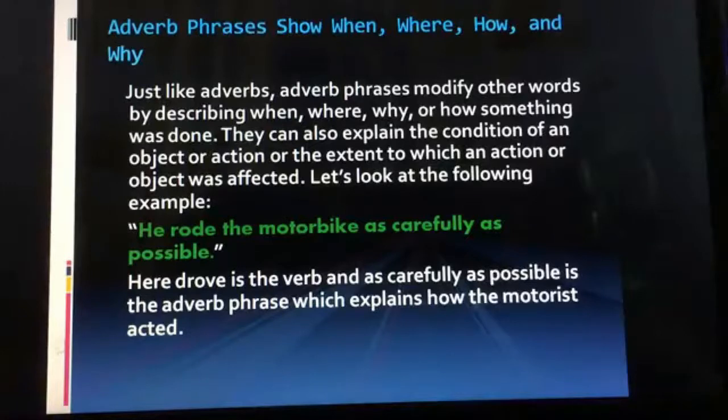They can also explain the condition of an object or action or the extent to which an action or object was affected. Let's look at the following example. He rode the motorbike as carefully as possible. Here, rode, or drove, is the main verb. These two are verbs, and as carefully as possible is the adverb phrase which explains how the motorist acted. So the verb is described by this group of words, as carefully as possible, which all together is working like an adverb.